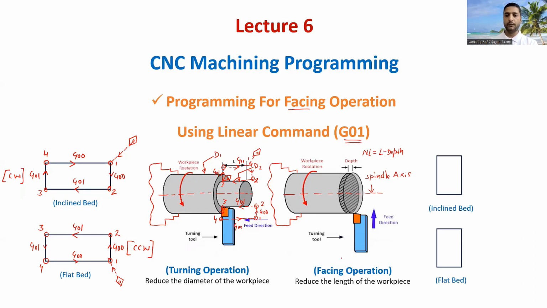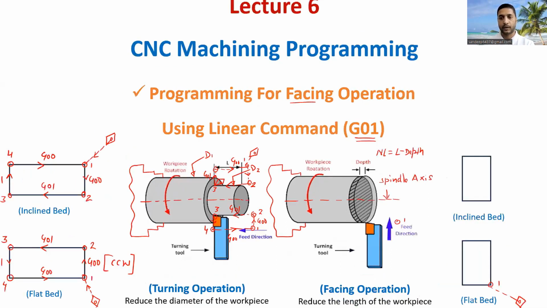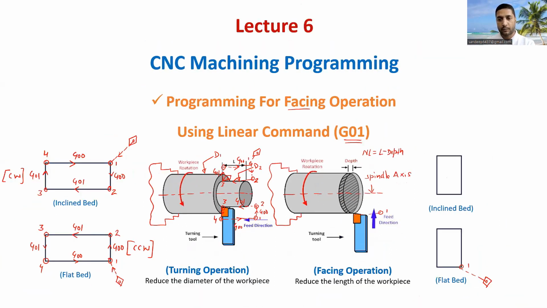Now let me explain you the facing operation for flat bed. So as we already know that in case of a flat bed, our cutting tool will approach from this side. Okay. So let us say this is point number 1. So we are moving from this location to point number 1. So here, let us say this is our point number 1 in order to understand the phenomena. Now we are moving from point number 1 to, let us say, this point with a rapid traverse, because there is no contact of the cutting tool here.